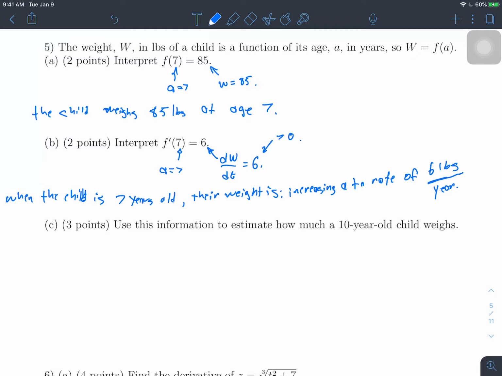And the way I know what the units are is by considering this fraction here, dW/dt. dW is going to be a change in weight, and the bottom is going to be a change in time, where, oh man, I guess it should have been dW/dA. Should have dW/dA. So the top here is going to be a change in weight, and the bottom is going to be a change in age in terms of years. So I just took pounds per year to correspond to the units of this fraction.